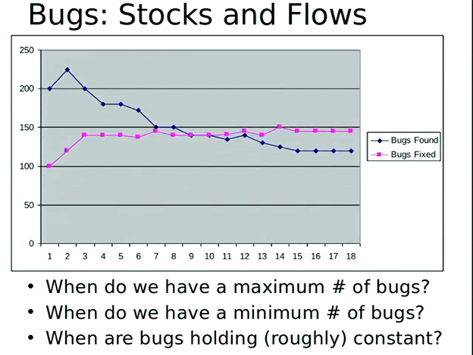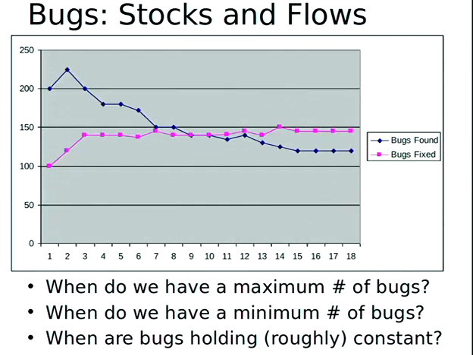So this is the number of defects found in week 1 and the number of defects fixed in week 1. When is the number the highest? Open defects? Yeah, when is the number of open defects the highest? Before the bugs found and bugs fixed overlap. Yeah, so it's right here.